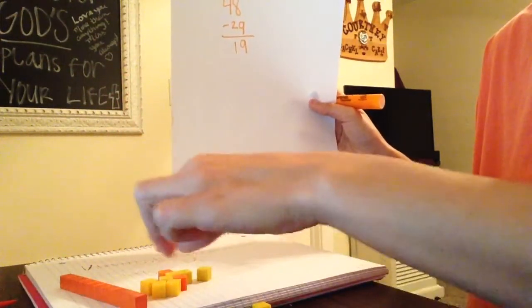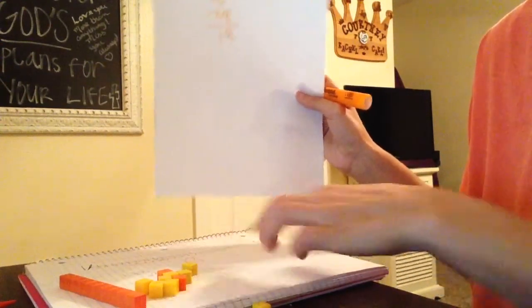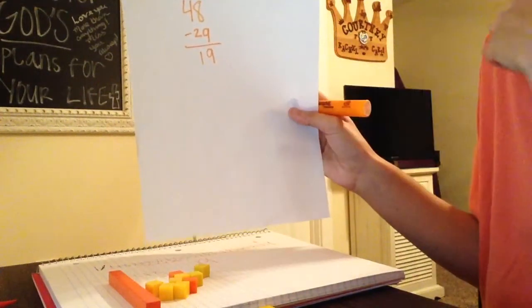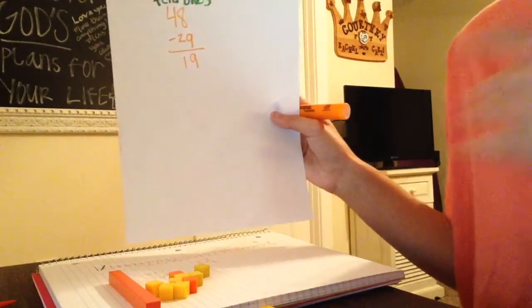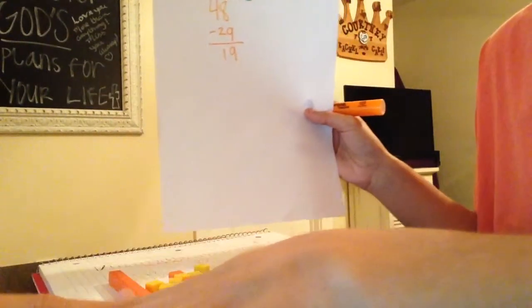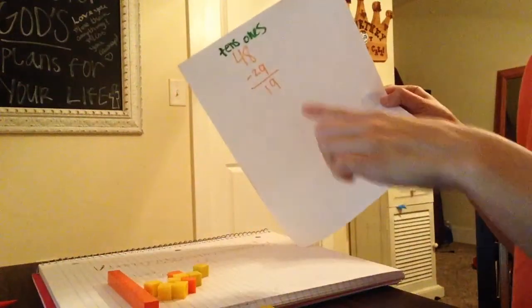I'm left with 2, 4, 6, 8, 9. I'm left with 9 ones. So if I have 1 rod and 9 ones, what do I have? I'm left with 19. That is my answer. So, if you got 19, you're correct, and that is subtracting using base 10 blocks and regrouping. And there's another way I want to show y'all how we can solve this problem.